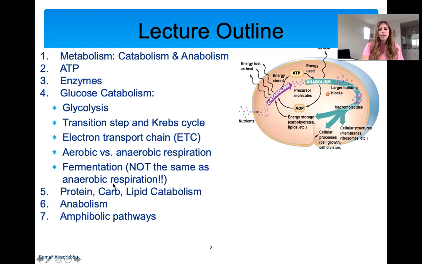And then we're going to talk about whether you can also break down proteins, other carbohydrates, and lipids. And then anabolism is how you make components of a cell, so that requires energy. Finally, we're going to end the lecture talking about amphibolic pathways. Amphibolic is just a fancy word for pathways that have both catabolism and anabolism in them.